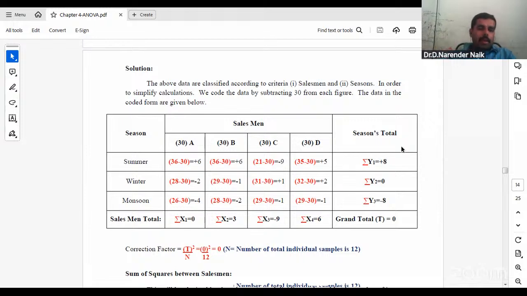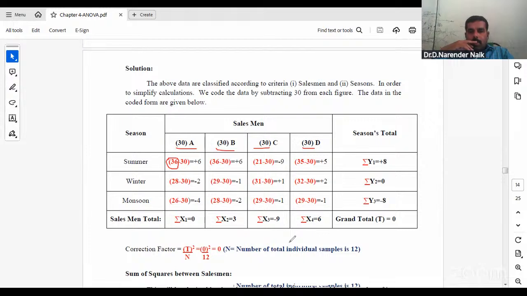Okay. See, I have written 30 here. You observe carefully. 30, 30, 30, 30. So this 36 is given in the question. 36 minus 30, plus 6. 36 minus 30, plus 6. 21 minus 30, minus 9. 35 minus 30, plus 5. 28 minus 30, minus 2. 29 minus 30, minus 1.